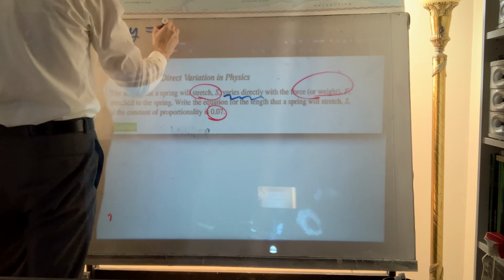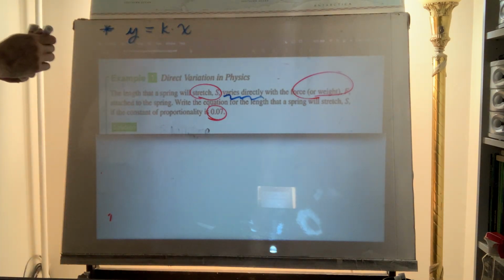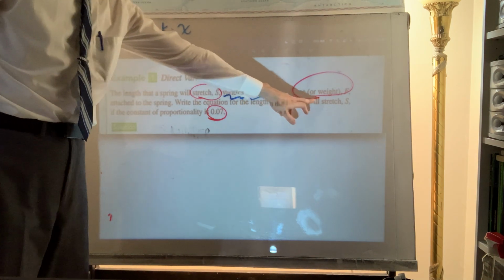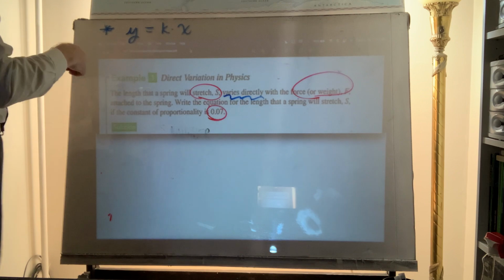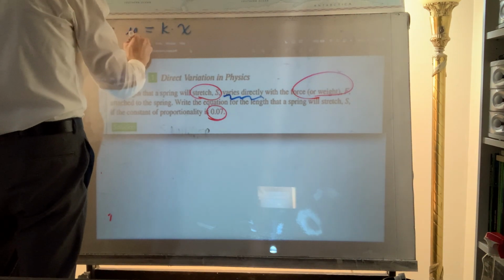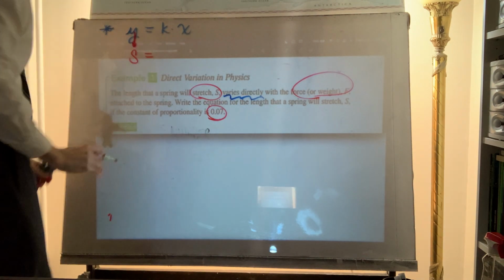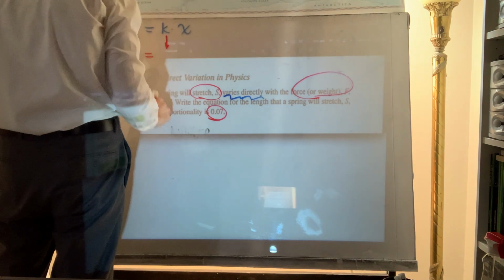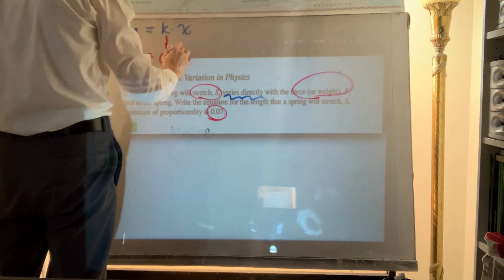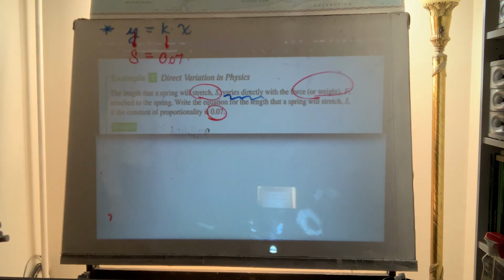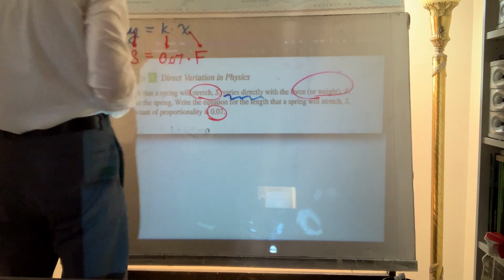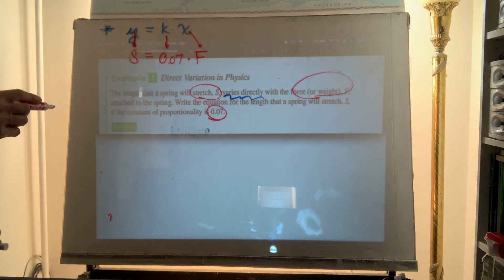Y is equal to k times x. They want us to write an equation for length, specifically stretch. So in place of y, we'll put the letter s. And in place of k, the proportionality constant, we will put the figure 0.07. And in place of x, we're going to use the force of weight. So we would have this essentially: S equals 0.07 times F.